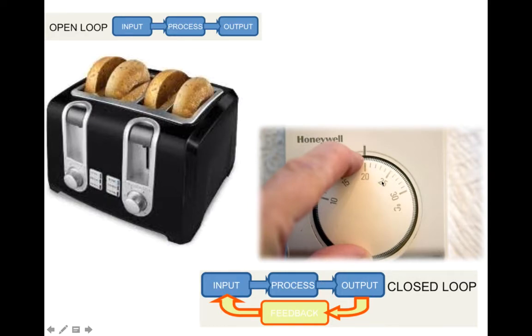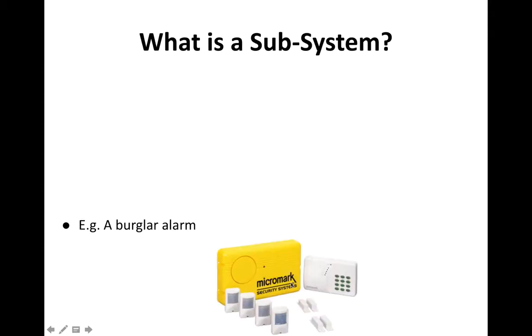Whereas your central heating at home, the thermostat, is what we call a closed loop system. You set the temperature on the thermostat and the heating comes on, and then a temperature sensor inside the thermostat monitors the temperature and provides feedback to the system. When the house is warm enough, it turns off. If the house is too cold, it turns on, and that closed loop keeps that system going for as long as you want it to.